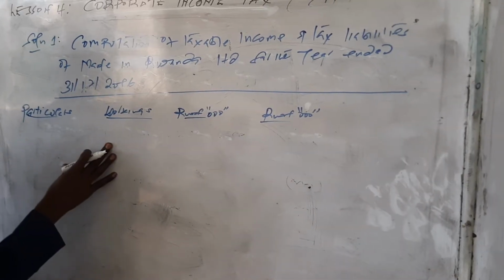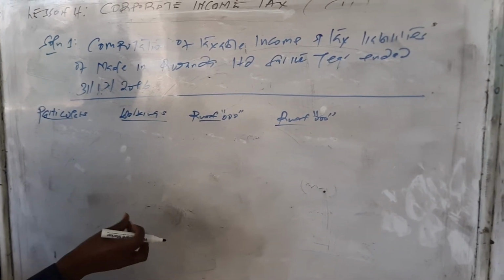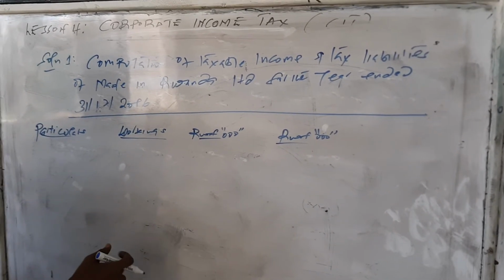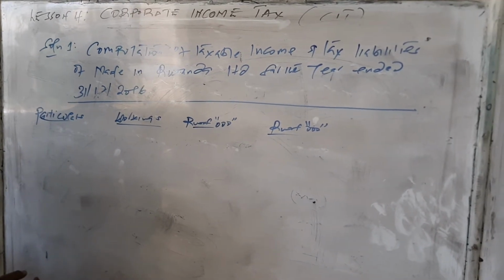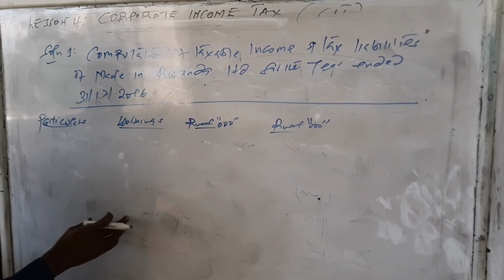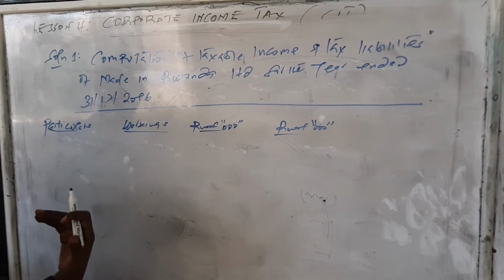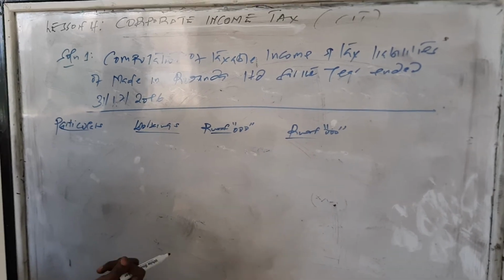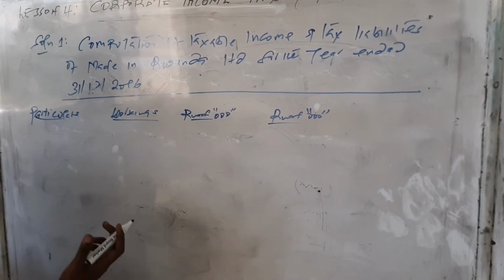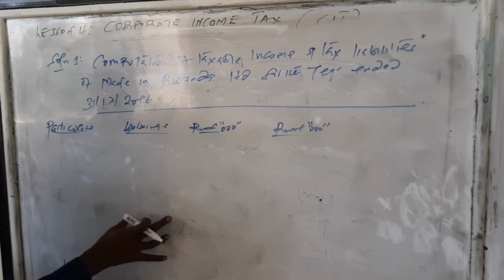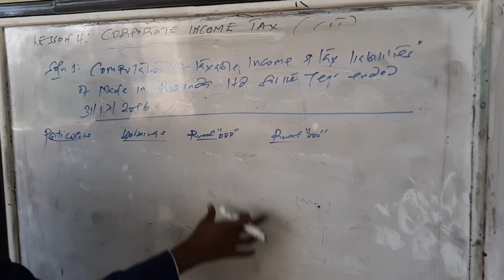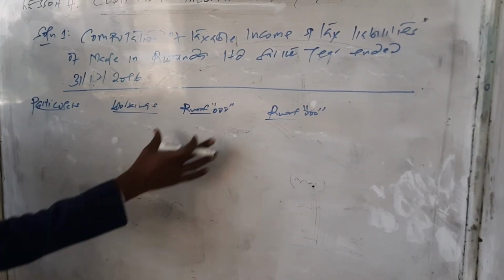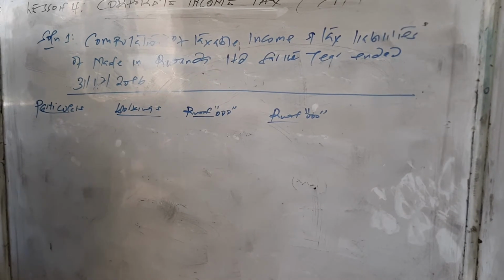We need to do the question I've given you in the questions I sent you for the revision and on my YouTube account, and the solution is right here. We are going to work on it, where it is a computation of taxable income and tax liabilities of Made in Rwanda Limited for the year ended 31st December 2016. So here we have particulars, workings, and Rwandan francs, and all figures are in thousands, so that's why I've hung up the 3 zeros.